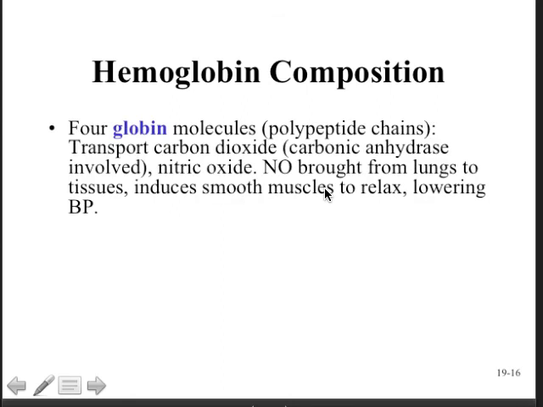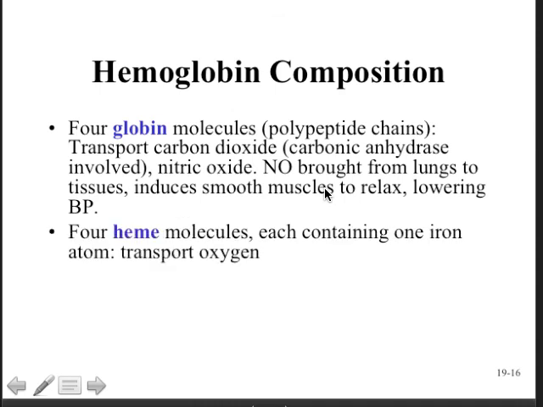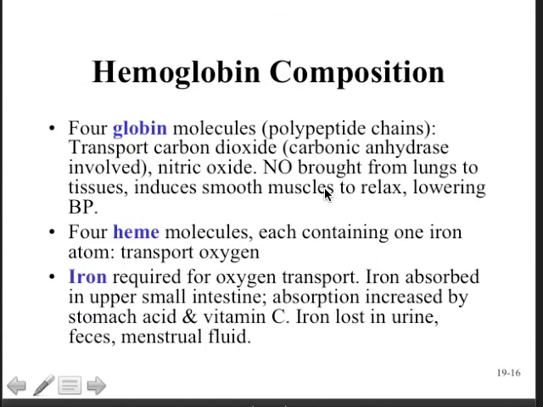Hemoglobin is made of 4 globin molecules, 4 independent polypeptide chains, 2 alphas and 2 betas. It transports carbon dioxide through the aid of carbonic anhydrase, also nitric oxide, which is brought from the lungs to the tissues and induces smooth muscles to relax and lowers blood pressure. There are 4 heme molecules in hemoglobin that each contain a single iron atom whose job it is to transport oxygen. That's where the oxygen binding actually happens.